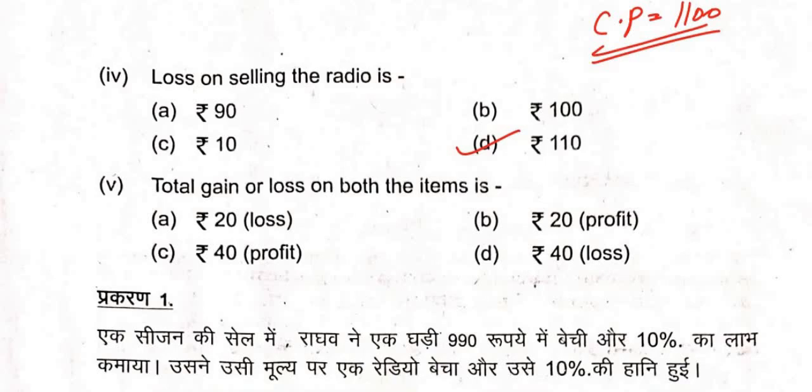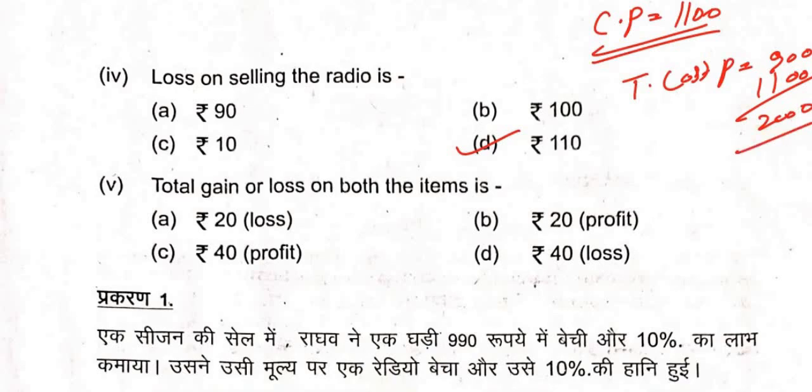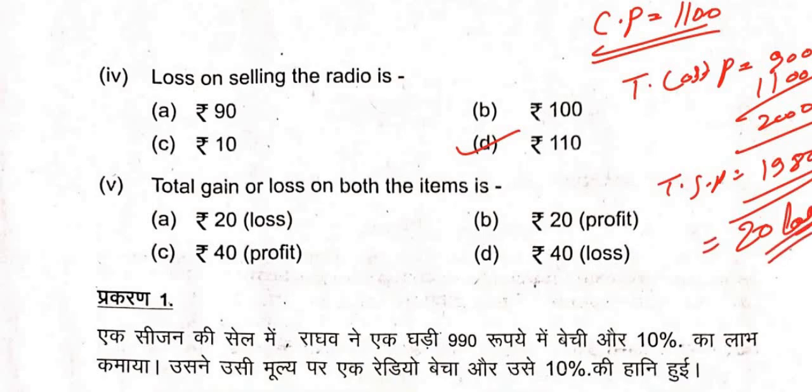Now moving to question number 5, it is given total gain or loss on both the items is. So actually when we add the total cost price and total selling price, then we will decide whether it is loss or profit. So the total cost price is 900 plus 1100, 2000. Total cost price is 2000. Similarly, total selling price is 1980 rupees because you have already added 990. So loss is 20 rupees. So what will it come? 20 rupees loss. On total, we have lost 20 rupees.